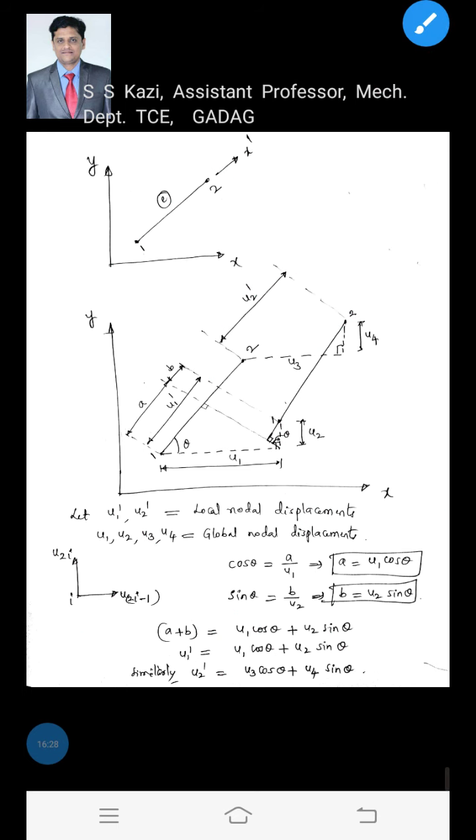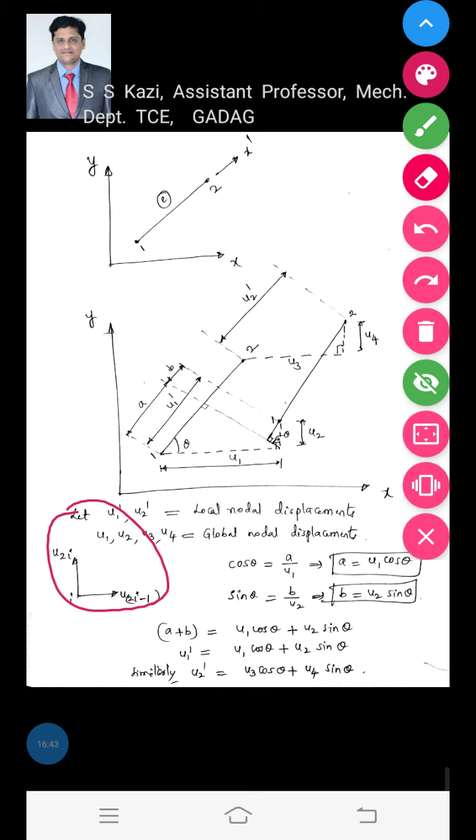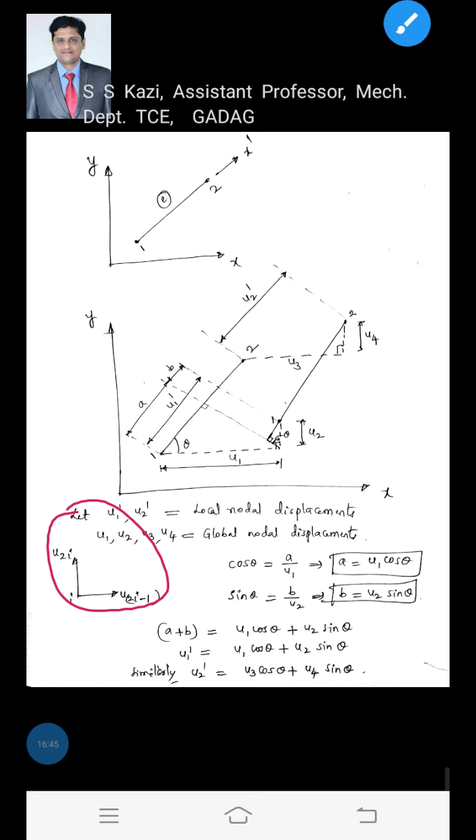The DOF numbers you will get for node number 1 are u1 u2, for node number 2 u3 u4, for node number 3 u5 u6, because there are two unknowns at each node: one is the x component of displacement, another one is the y component of displacement. Like this you should know how to write the DOF numbers.